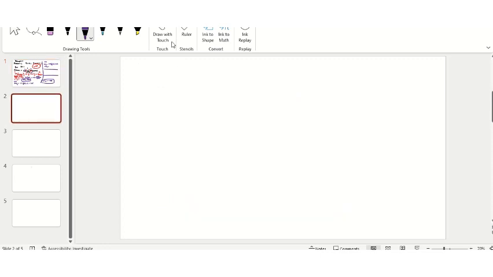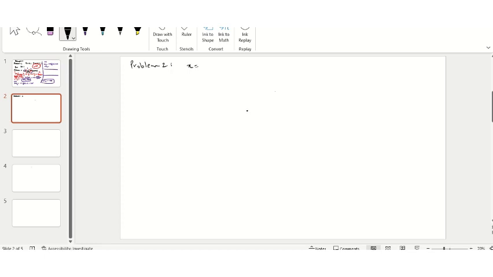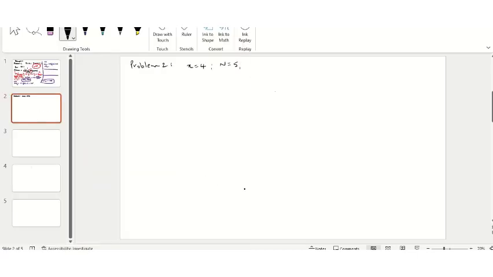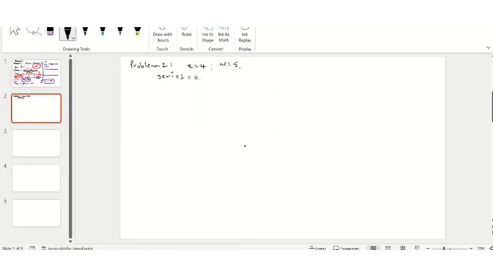Yes. Problem 2. x is equal to 4, n is equal to 5. Series is equal to 0. And m is equal to 1 to n. M is equal to 1 to capital N, means up to nothing but 1 to 5.